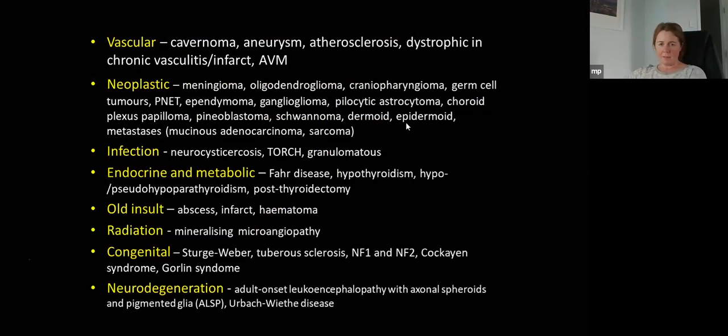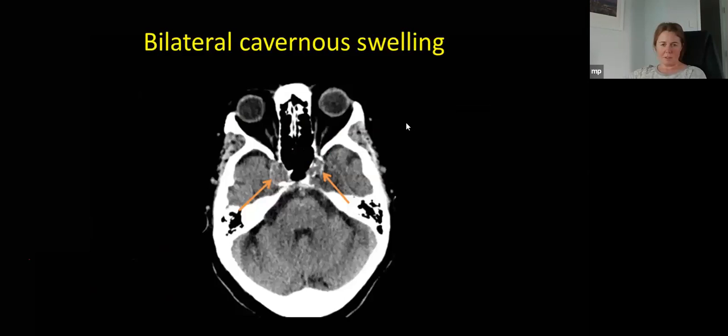So this is a patient who came in to A&E and trauma, and they had some bilateral swelling. Now this is too much for normal cavernous sinus, and there is probably some atherosclerosis. I don't know how old the patient was. They don't look particularly young with this sulcal pattern, but they went on to have a CT angiogram.